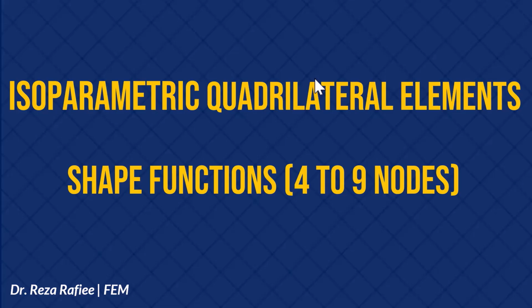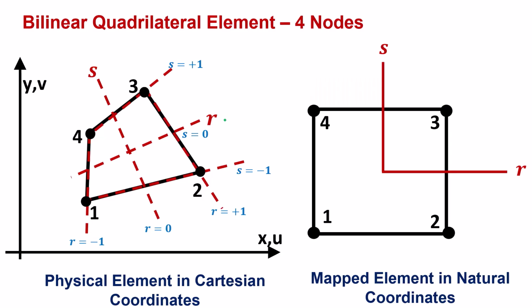In today's video we are going to talk about isoparametric quadrilateral elements and how their shape functions work from 4 node elements all the way up to 9 node elements. Shape functions are the backbone of finite element analysis, so understanding them clearly will make the rest of FEM much easier. Okay, let's start with the 4 node element, the simplest quadrilateral element.